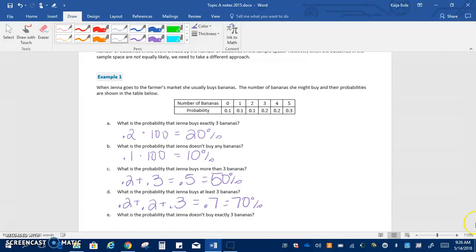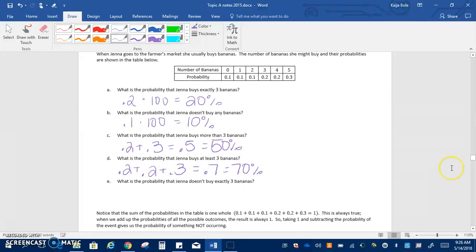And then part E here says, what is the probability that Jenna doesn't buy exactly 3 bananas? So she doesn't buy exactly 3, so that means she could buy 0, 1, 2, 4, or 5. So instead of adding all those up, what you can do is take that one whole, which is the 100%, minus the chance that she would buy 3 bananas, which would be 0.2. So you get 0.8, which is 80%.